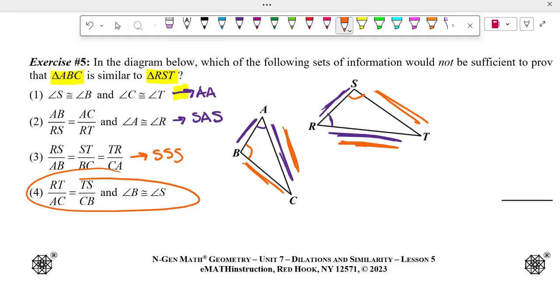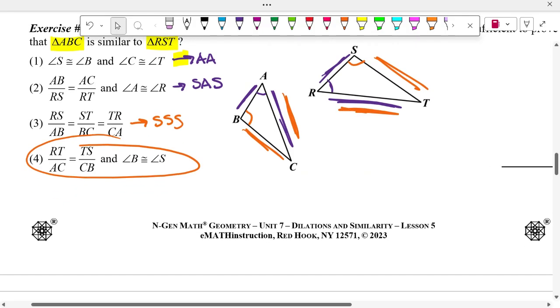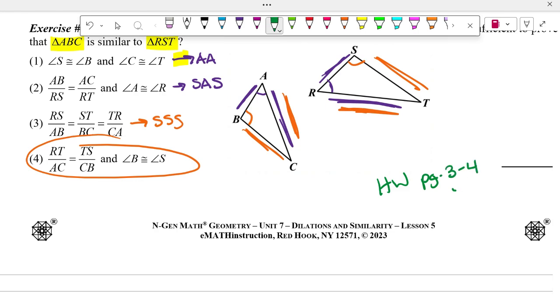All right, so your homework for tonight is pages 3, 4, and 7 and 8. So your homework for tonight is 3, 4, and 7 and 8. And I will be checking it on Monday. So that's your homework for this weekend.